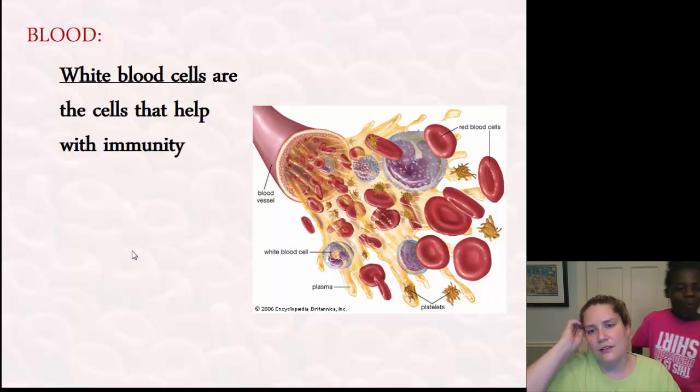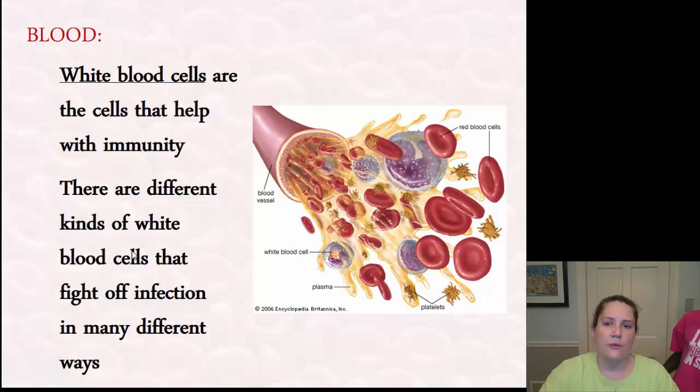Okay, white blood cells are the cells that help with immunity. They're the ones that keep you safe. There are different kinds of white blood cells that fight off infection in a bunch of different ways. We're not going to worry about that right now. We'll worry about that when we get to our unit on immunity.